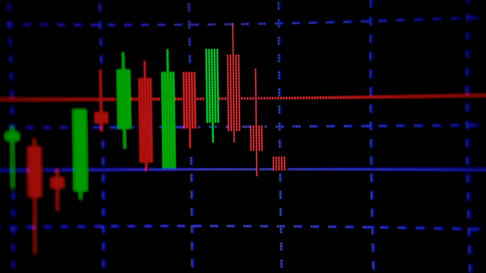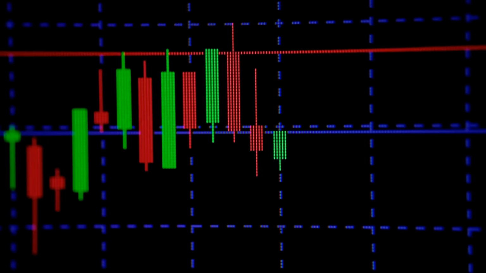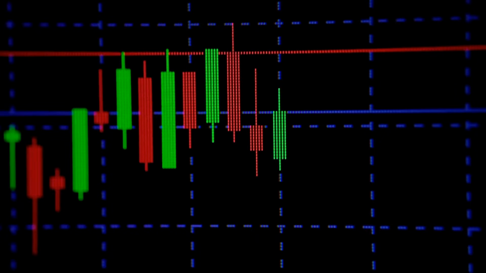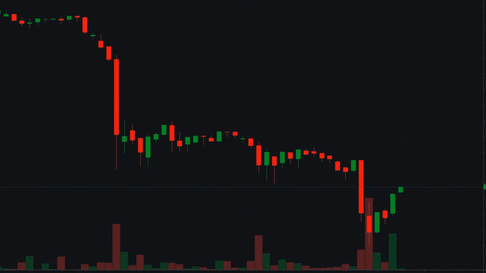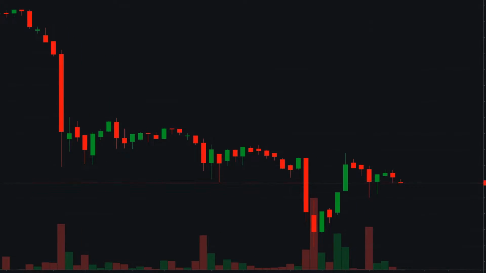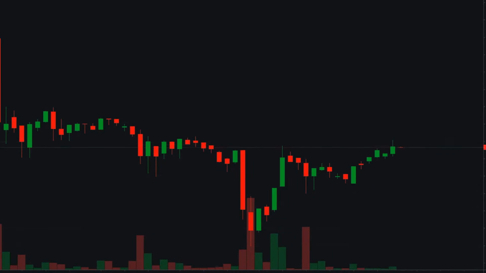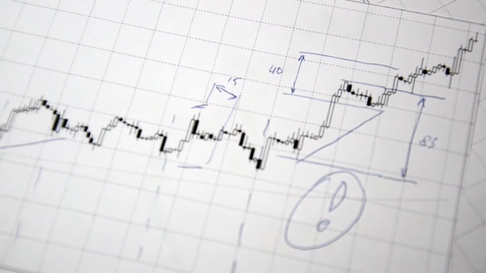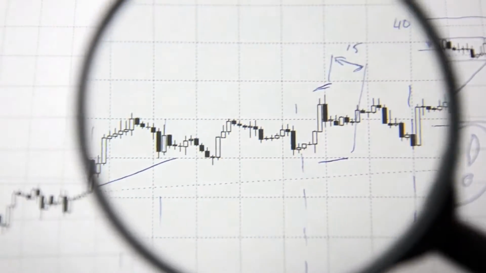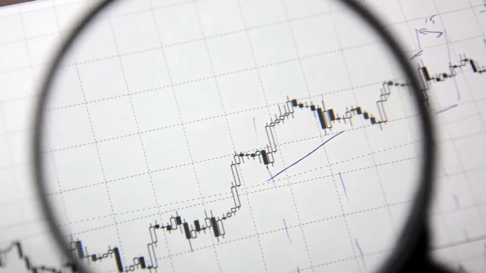Falling wedges are often seen as bullish indicators. That's right, contrary to what you might initially think, a falling wedge can signal that an uptrend is just around the corner. How so? Well, the falling wedge signals a deceleration in downward momentum. It's as if the market is taking a breather, gathering its strength for a potential upward push. As the price action narrows, the bears, or those pushing the price down, start to lose their grip, and the bulls, those favoring an upward move, are getting ready to take over.